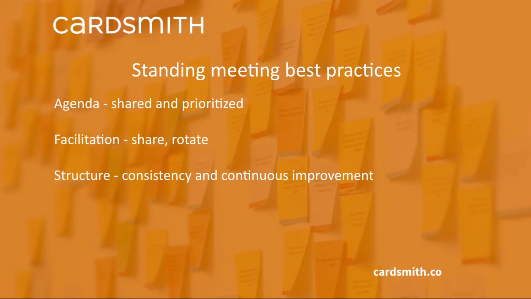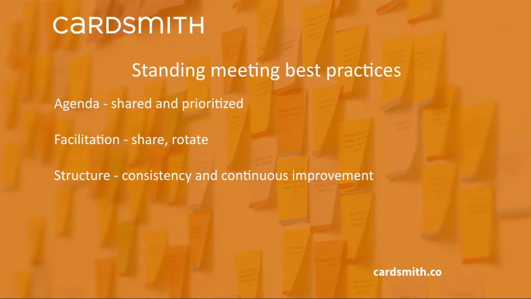I also have here continuous improvement, because consistency doesn't mean stale or inertia. We want to look at our process and our structure of the meeting from time to time, not every week, but from time to time. We'll do this as a team and come up with ideas to make the meeting better. So that's where the continuous improvement comes into play.